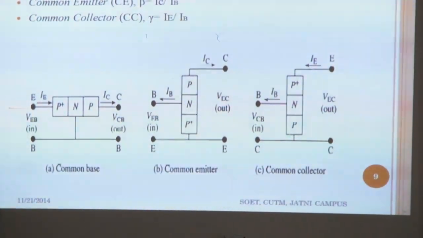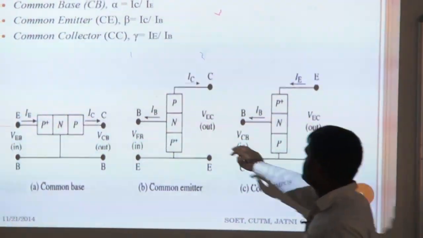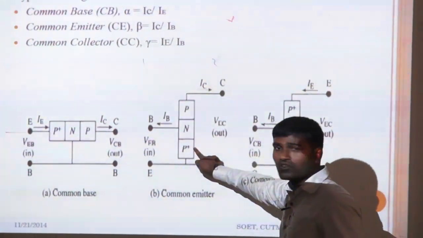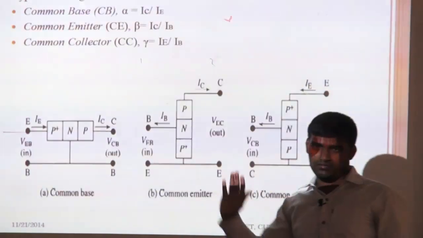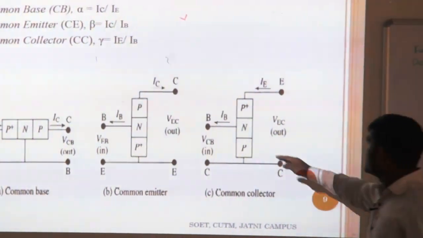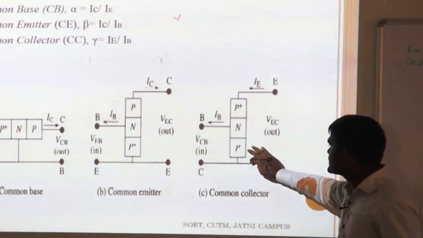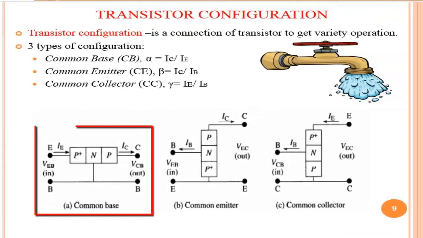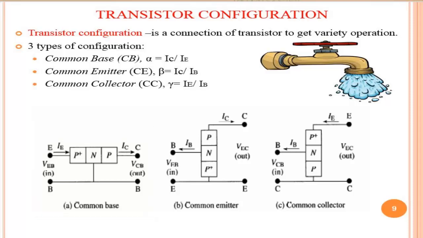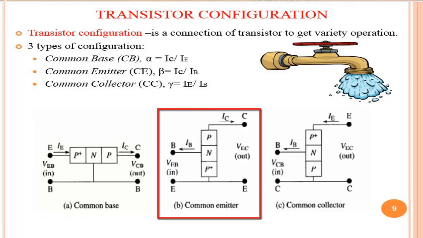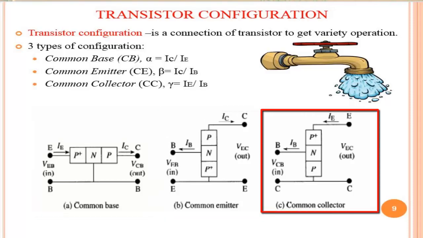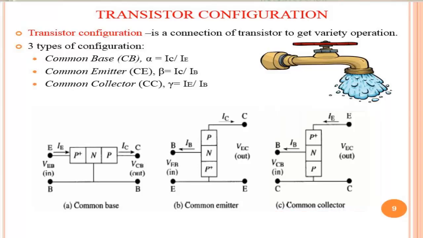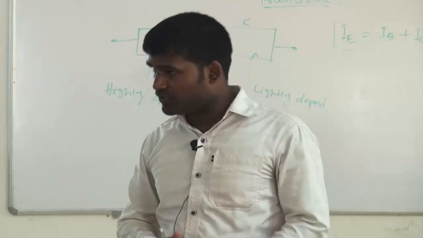Next, common emitter. Emitter is common. Here collector, base, and this is the emitter, so emitter is common. For the last one, emitter, base, collector, the collector is common, so common collector. For the first one, base is common to both sides. For the second one, emitter is common to the input and output side. For the third one, collector is common to both input and output side. So three types of configuration are there.